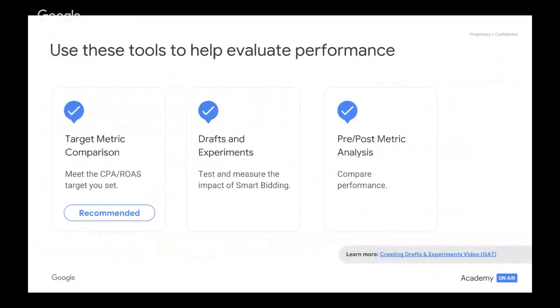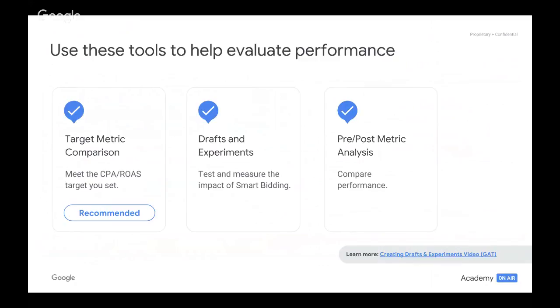So that gives us maybe 3 tools that we can use. The one on the far right is the one I just discussed, the pre and post metric analysis. The one thing I would say about that is that there are other factors that will come into play, so maybe a seasonal change or other things in consumer behavior that can impact the difference in results.